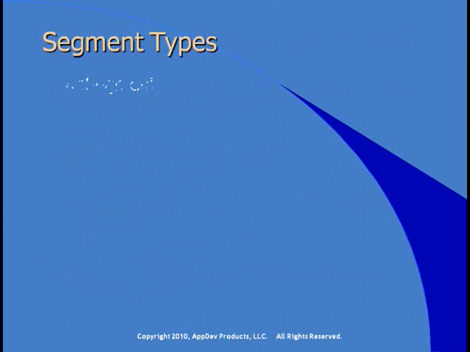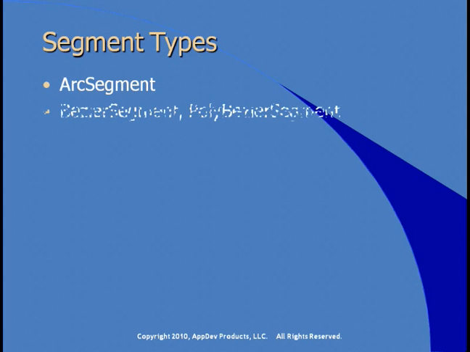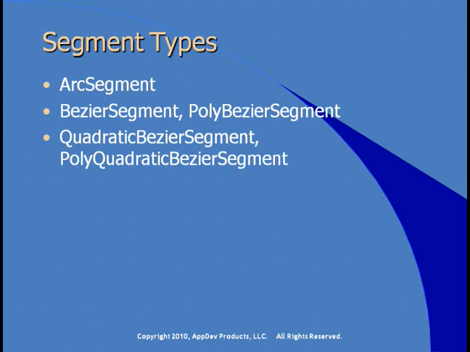Well, what are the segment types? You can have an arc segment, that is a portion of an ellipse. You can have a Bezier segment or a poly-Bezier segment, and we'll look at creating Bezier curves, which is actually kind of complex, and you don't really want to do it by hand if you can avoid it. A poly-Bezier segment is a segment that contains multiple Bezier curves in one element. There's the quadratic Bezier segment and the poly-quadratic Bezier segment, and it sounds complicated, but it's really not. Let me describe it very quickly.